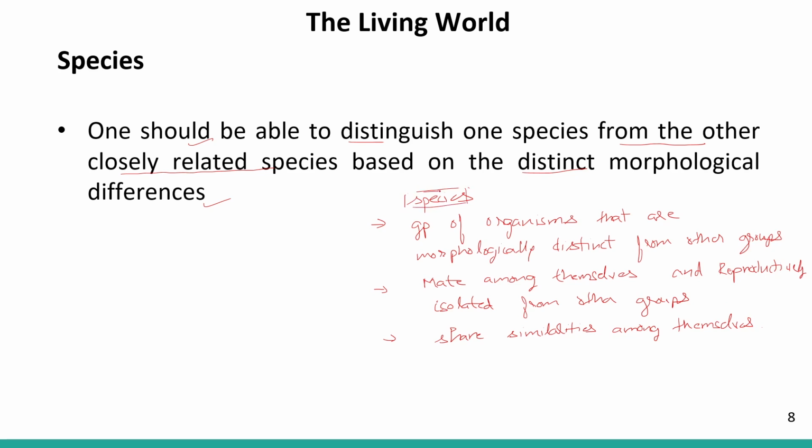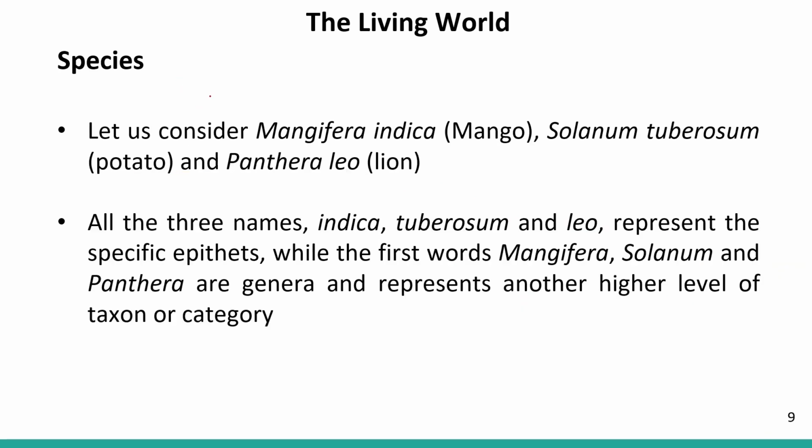The definition of the true species was initially given by Ernest Mayr. He said species are groups of individuals that can interbreed among themselves and are reproductively isolated from other such groups.